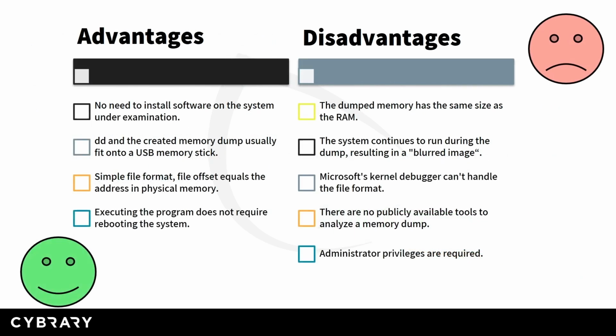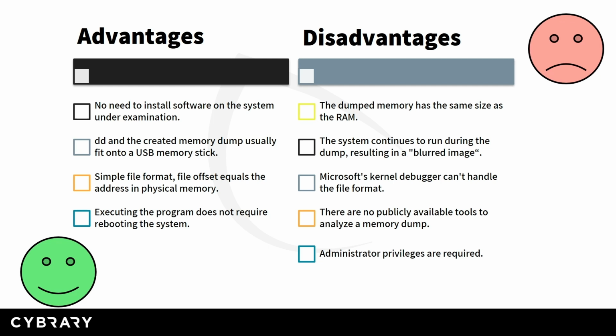We need to analyze the pros and cons of this process of forensic RAM dumping with DD. In the advantages, we have that there is no need to install software like kernel mode drivers on the system under examination. DD and the created memory dump usually fit onto a USB memory stick. A simple file format is managed. File offset equals the address in physical memory. Executing the program does not require rebooting the system or any disruption of the service.